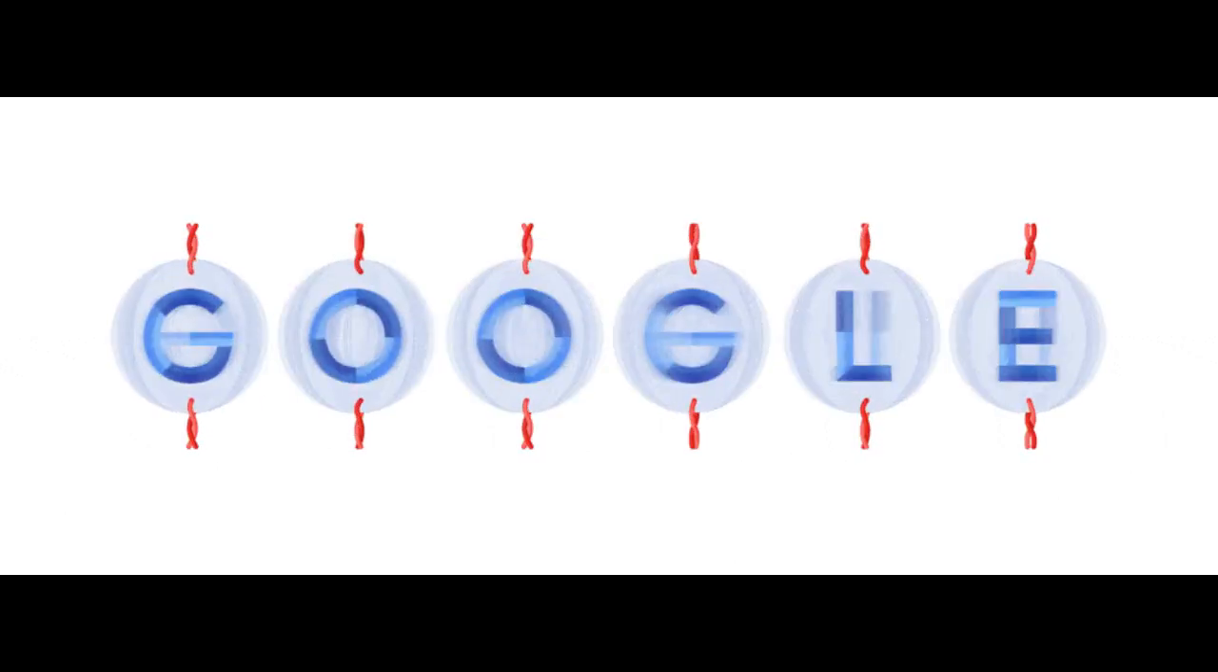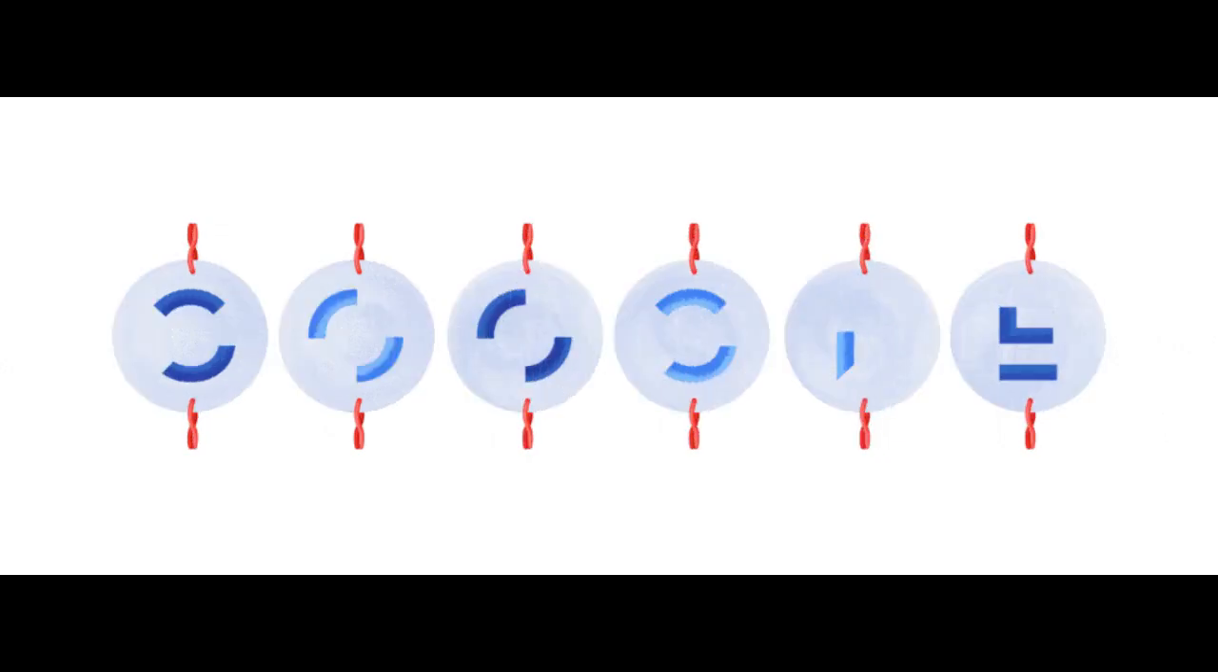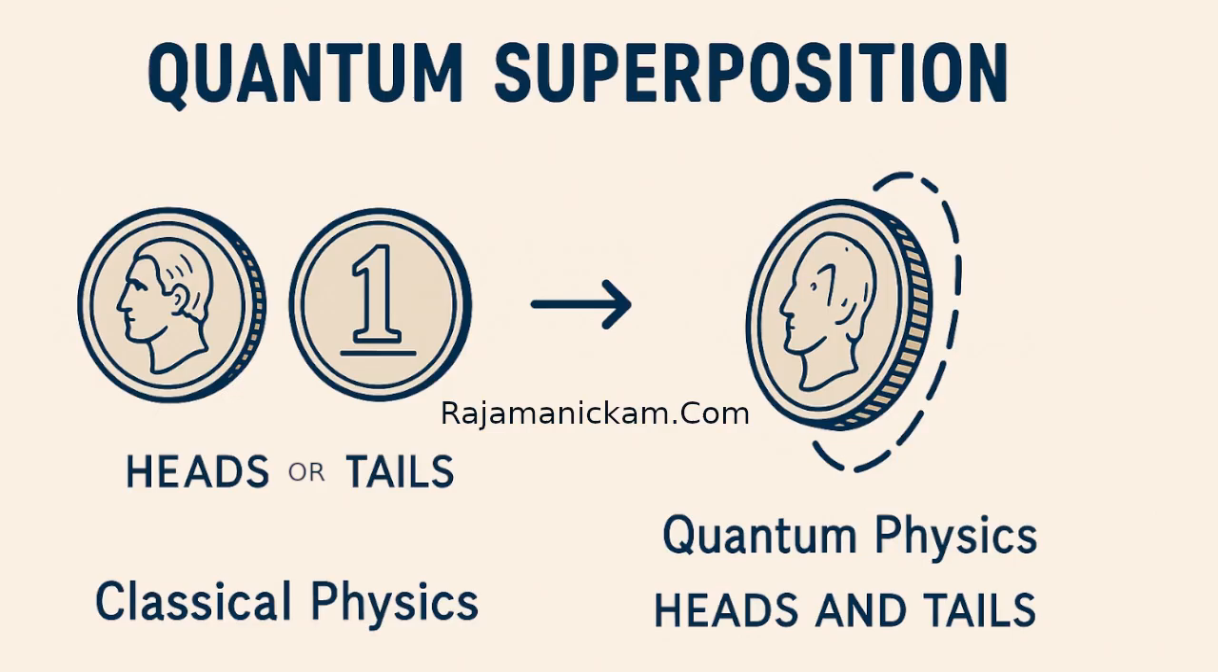In classical physics, the world we see every day, things can only be in one state at a time. A light switch is either on or off. A coin is either heads or tails. But in the quantum world, things behave very differently. In quantum physics, a tiny particle like an electron or photon can be in multiple states at the same time.